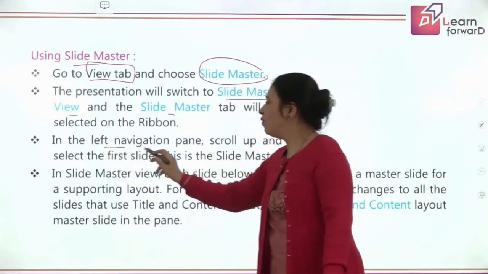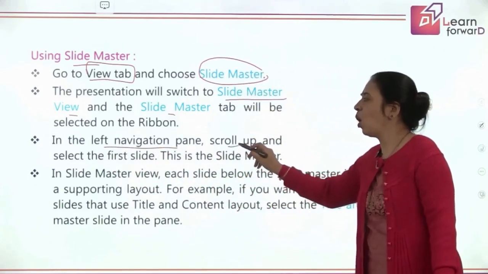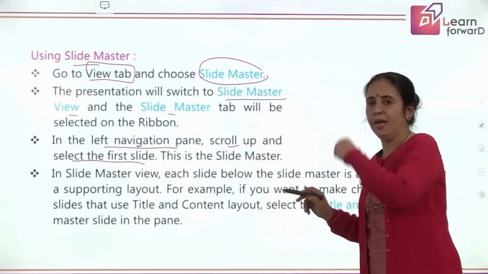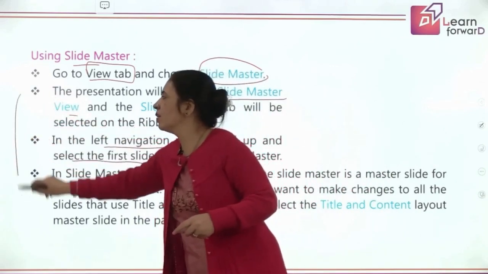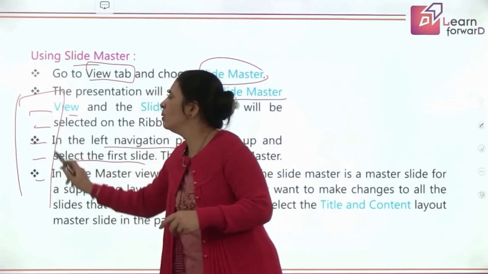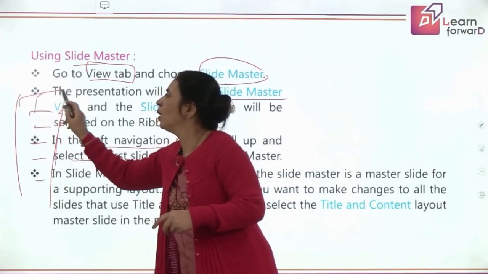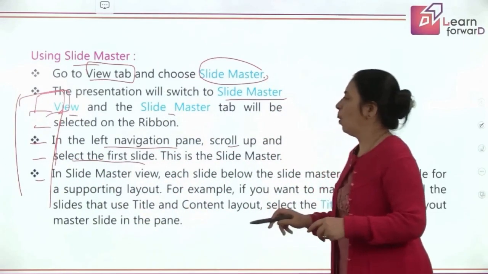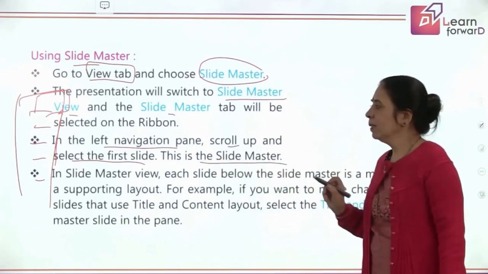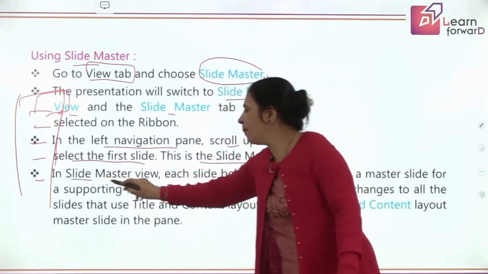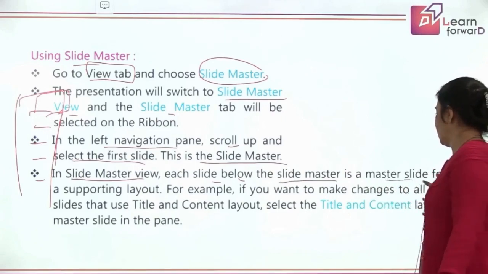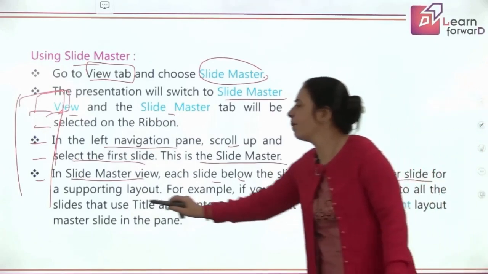And in the left navigation pane, just scroll up and select the first slide. On the left side of the screen, you could see so many slides coming one after another. You will be scrolling up and then you are going to reach the top of the slide. And this is the slide master. Now in the slide master view, each slide below the slide master is the master slide for the supporting layout.